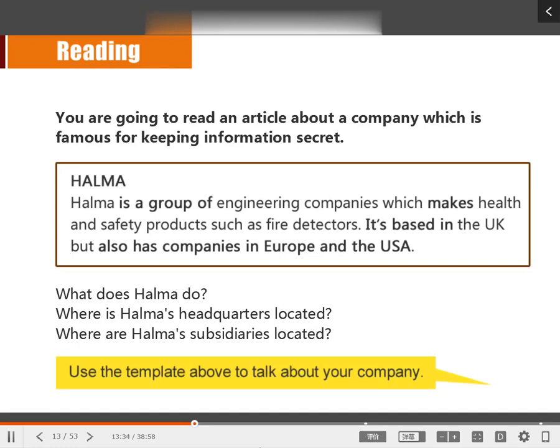Okay then, now here I'd like you to use the template above to talk about your company. Say, what does your company do? Where is your company's headquarters located? And where are your subsidiaries?